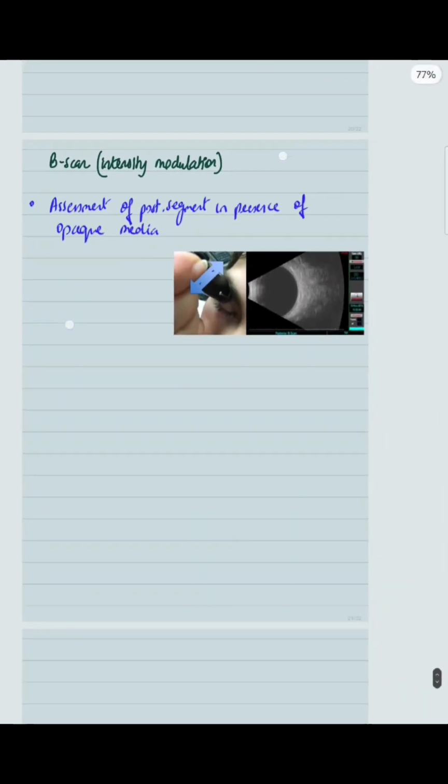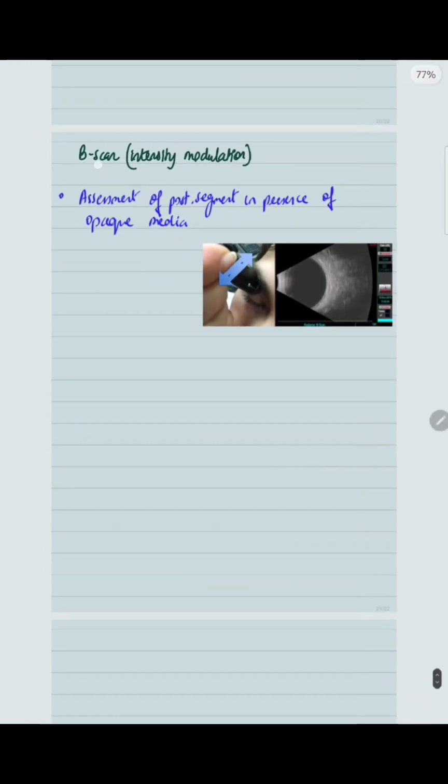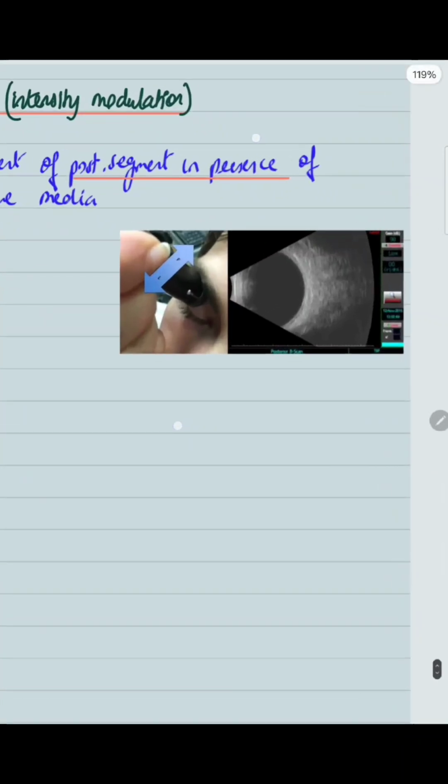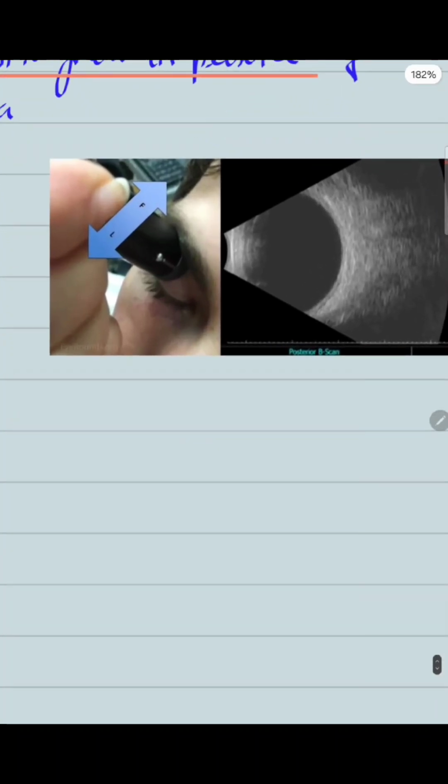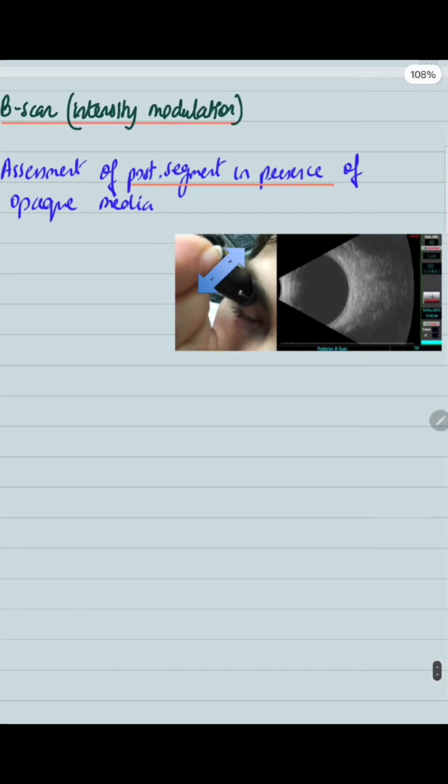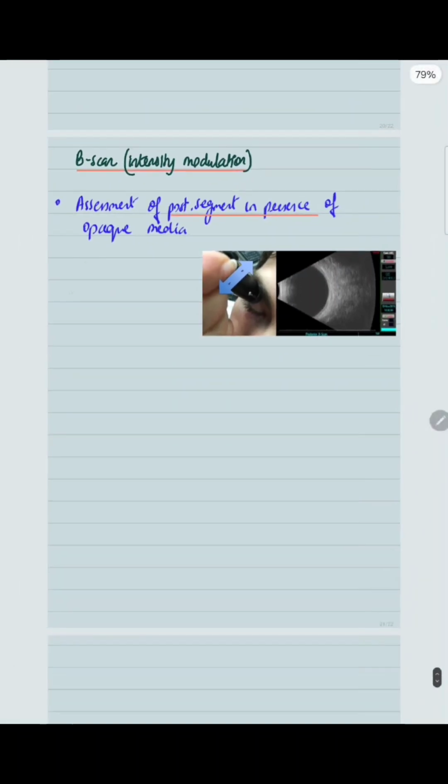B scan is intensity modulation. It is the assessment of the posterior segment in the presence of opaque media. Basically, for posterior segment assessment in cases of opaque media we can't see through with the fundus or slit lamp biomicroscope, so we can use posterior B scan ultrasonography. It is used to study intraocular and orbital tumors and other mass lesions. Then localization of intraocular and intraorbital foreign bodies, and tumors. For all these things we can use B scan ultrasonography of the posterior segment.